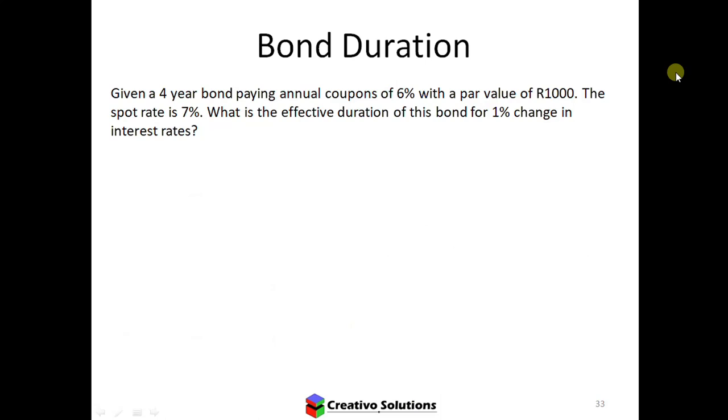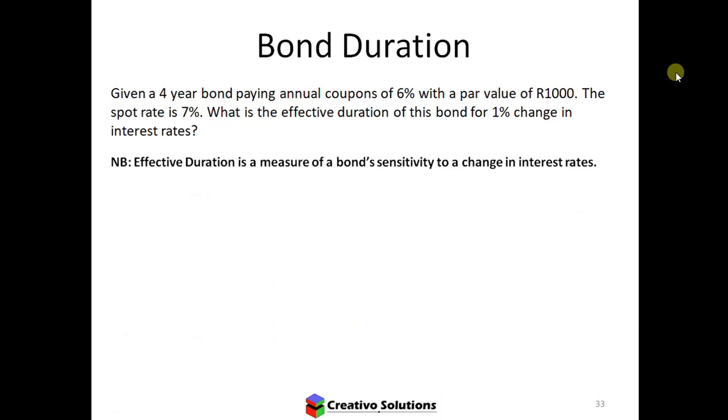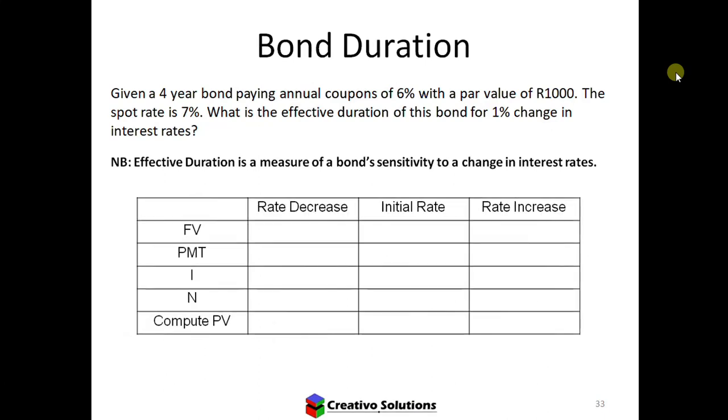What is the effective duration for this type of bond when there is a 1% change in interest rates? Right, so the best approach here is to write down the formula. The effective duration is basically a measure of a bond's sensitivity to a change in the interest rates. And the only way we can calculate that is by drawing up a table. So draw up a table that looks like this. Maybe pause the video, take this down, and then continue with the actual video.